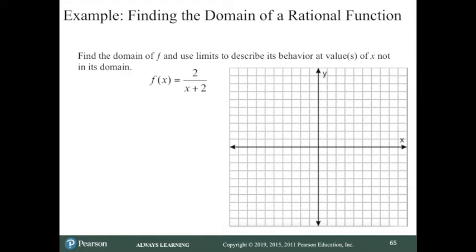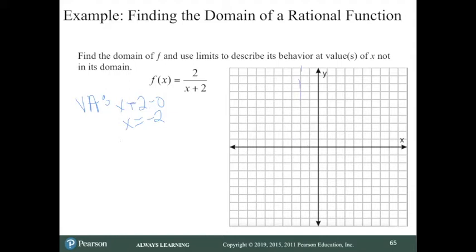So in this function, in order to graph this, we need to find the asymptote and then look at the behavior around that asymptote. So let's start with the vertical asymptote. Vertical asymptote comes from the denominator equal to 0. So if we say x plus 2 equals 0, then x is negative 2. So we have a vertical asymptote at x equals negative 2.